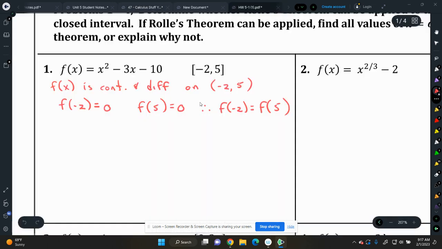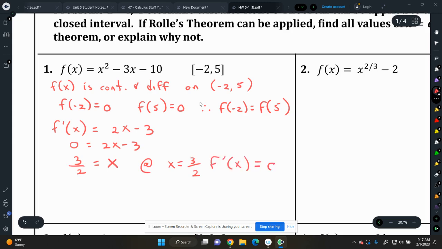Okay, so now we've got to find where f prime of x is equal to 0. So we're going to differentiate this. So we get 2x minus 3, and we're going to set that equal to 0. We get x equals 3/2. So at x equals 3/2, f prime of x is equal to 0. Okay? And we can just say, therefore, Rolle's theorem applies.